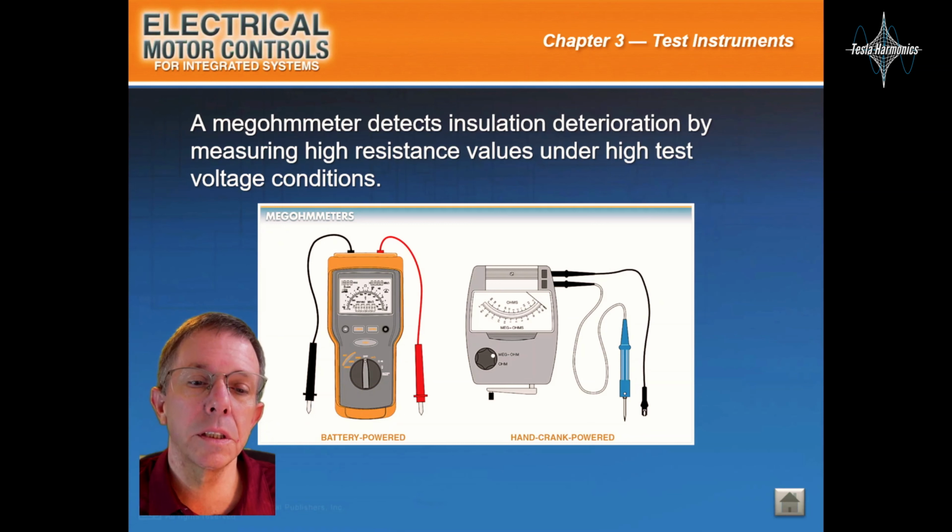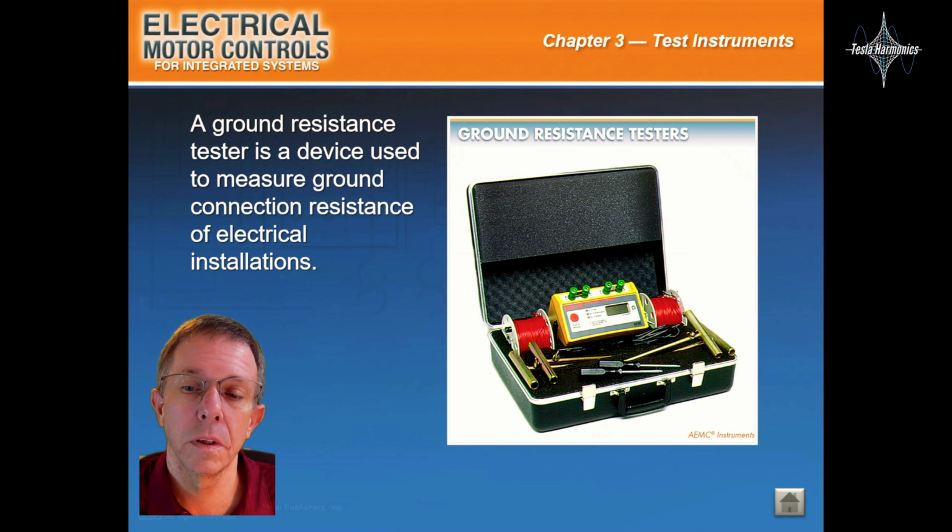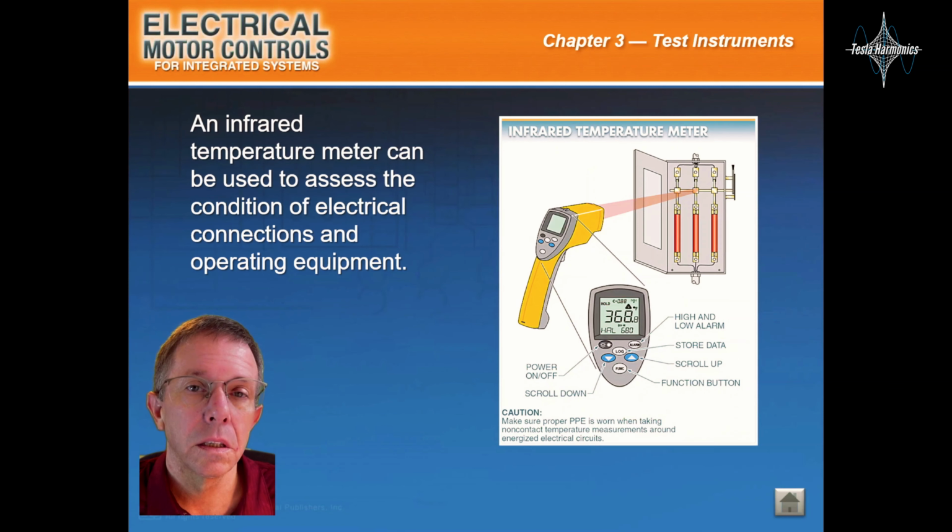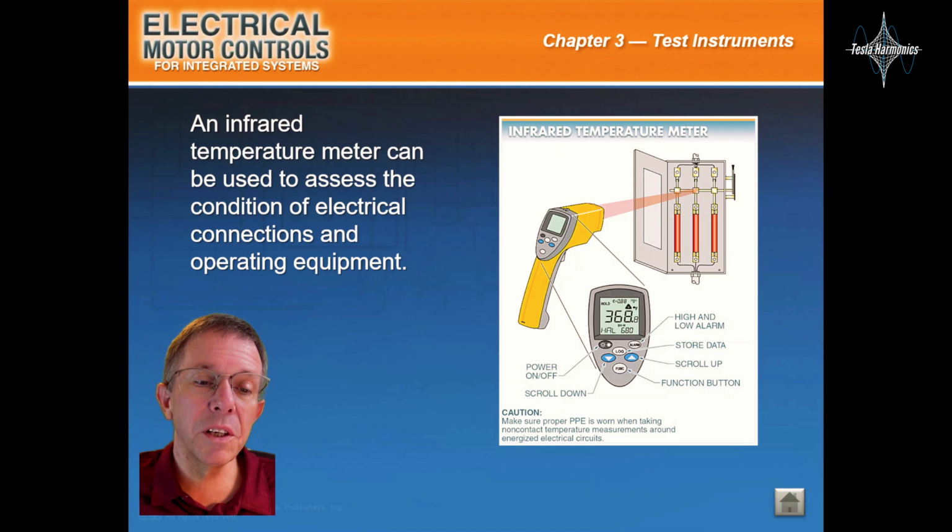A megohmmeter detects insulation deterioration by measuring high resistance values under high test voltage conditions. A ground resistance tester is a device used to measure ground connection resistance of electrical installations. An infrared temperature meter can be used to assess the condition of electrical connections and operating equipment.